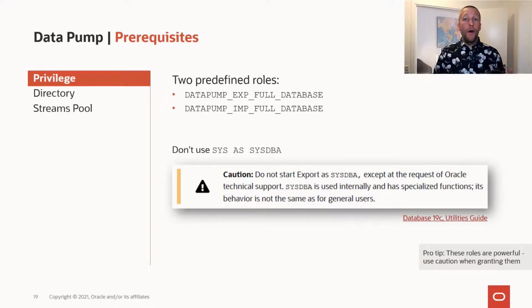How do you use Data Pump? First, you must have privileges to use Data Pump. For that purpose, in the database, there are two predefined roles that grant full access to do exports and imports. You should exercise caution when you grant these roles because they are very powerful. And then a word of advice: you should never use AS SYSDBA to do anything with Data Pump unless you are explicitly told so by support. Inside the database, SYS AS SYSDBA has access to some internal functionality that you don't want to use when you do Data Pump.